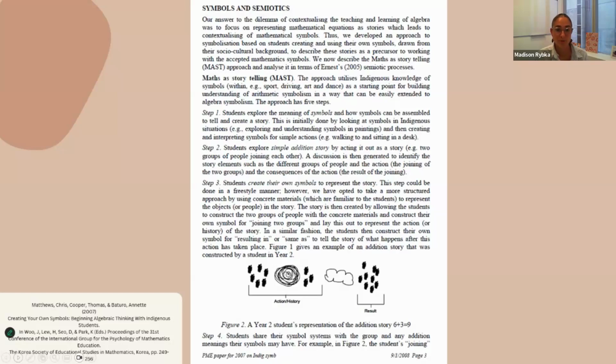Students explore the meaning of symbols and how they can be assembled to tell and create a story, and how that was initially done with Indigenous situations. Then students explore a simple addition story by acting it out as a story. Then there are discussions to identify story elements. Students create their own symbols to represent the story. This step could be done in a freestyle manner, so they give you information. I think that's so creative.